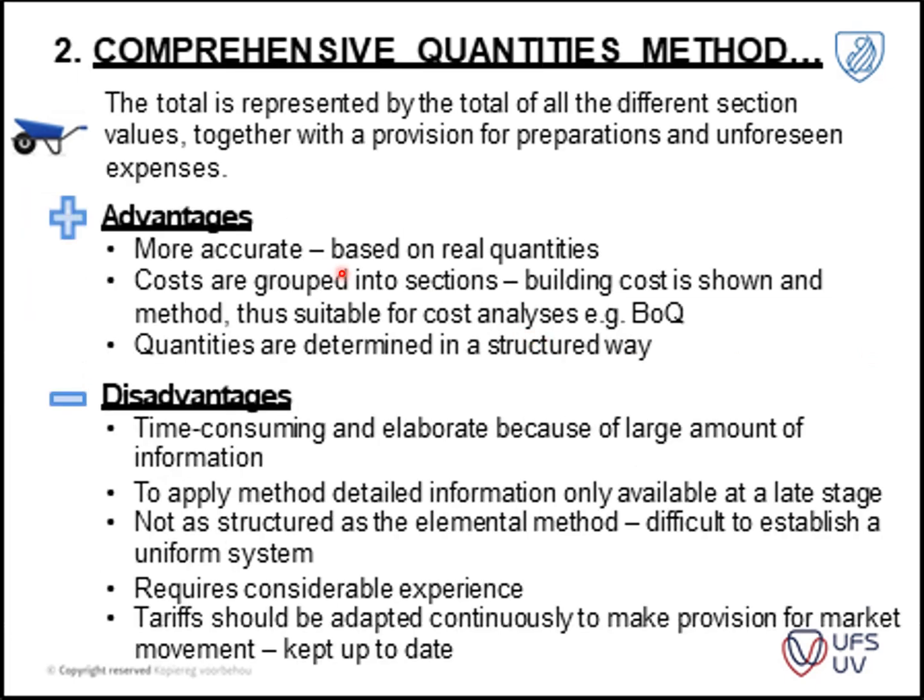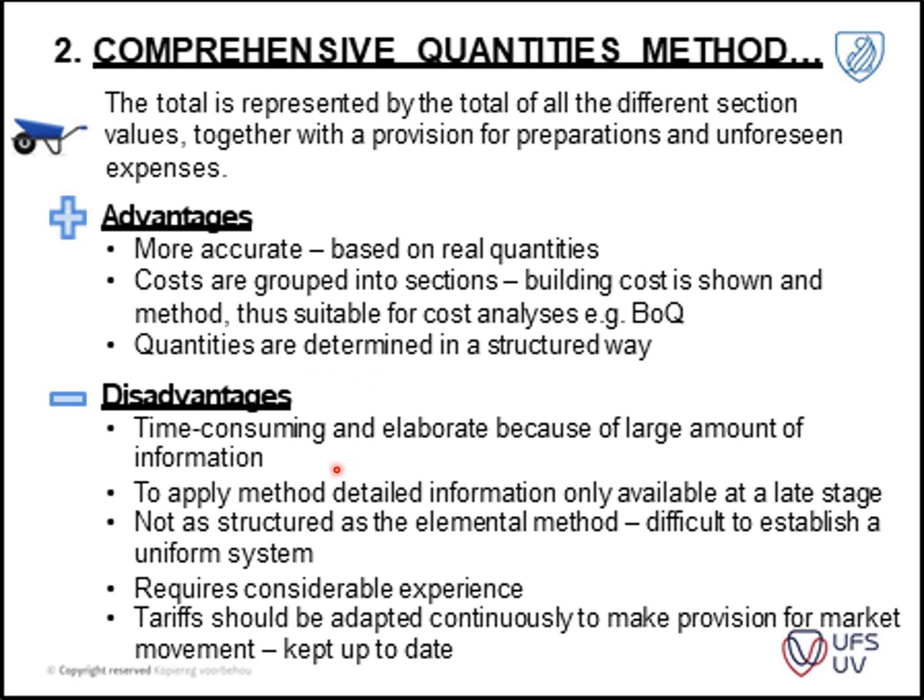Okay, so the total is represented by the total of all the different sections and values together, with the provision for unforeseen expenses. So the advantages: it's more accurate, based on real quantities. The costs are grouped into sections. Building costs are shown by method, thus suitable for cost analysis, for instance, for your BOQ. Quantities are determined in a structured way.